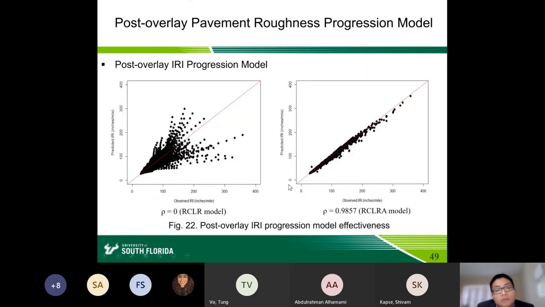For the model validation, as we can see in figure 22, if the autocorrelation is not addressed, it will suffer a severe bias issue.